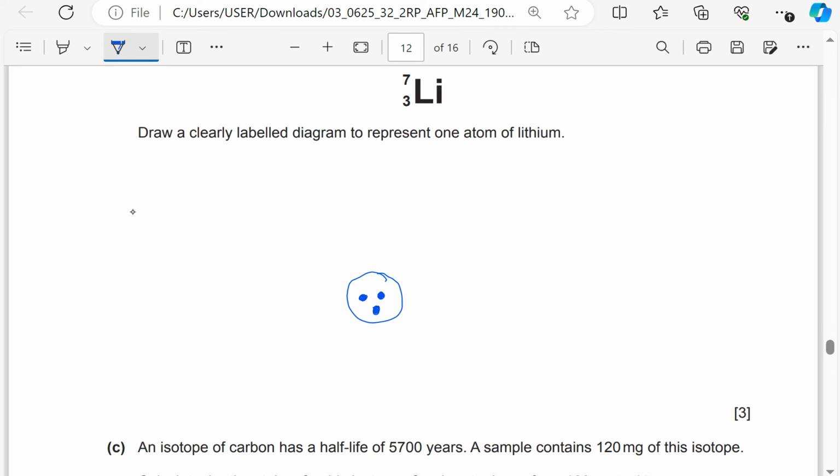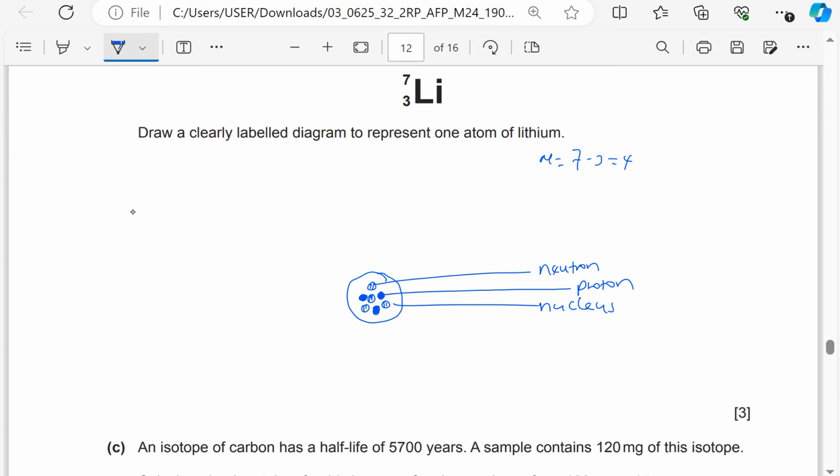Then, of course, lithium has 7 minus 3 neutrons. This is the number of neutrons, 7 minus 3, which is equal to 4. So I'll add 4. So those are the neutrons. So I'll call this one the nucleus. The nucleus, I'll call this one the neutron. And I'll call this one the proton.